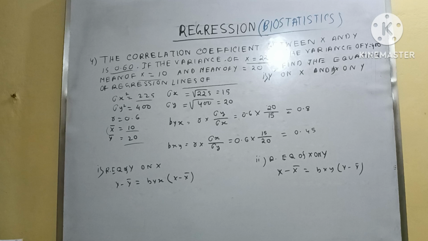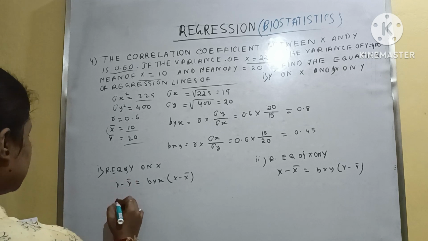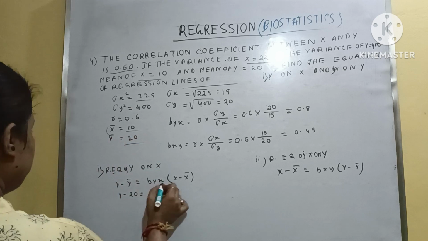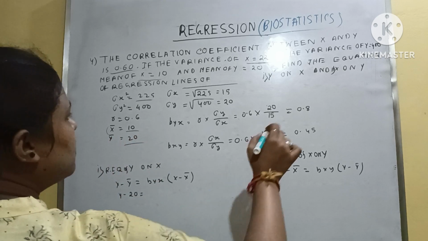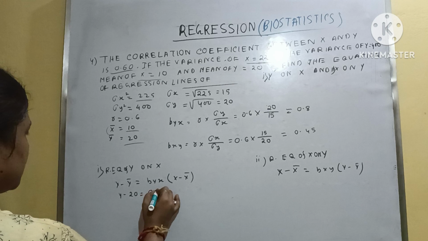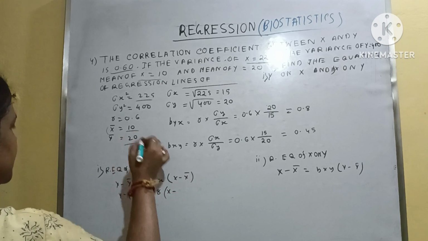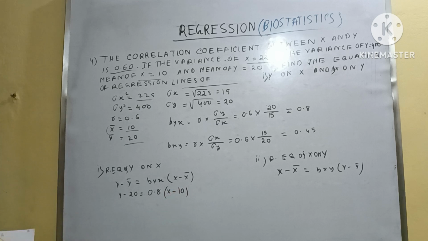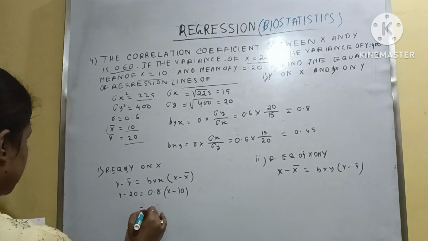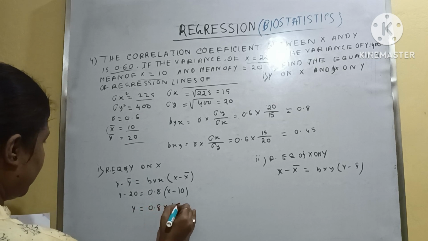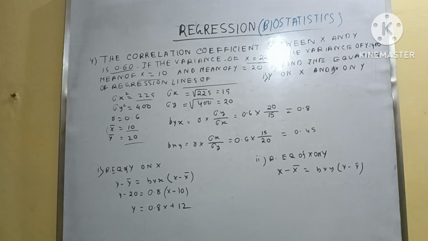So just put the values. In the first case, y minus 20, because y bar is 20. byx is what? byx is 0.8. Clear? And x minus x bar, so x minus x bar is 10. So the equation is what? That is y equals 0.8x plus 12. Okay? This is the value, or this is the equation.